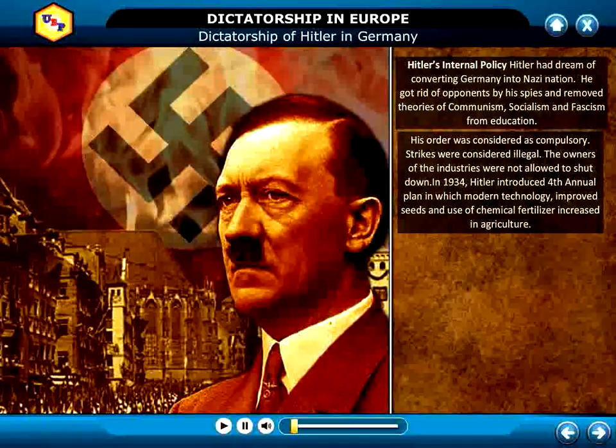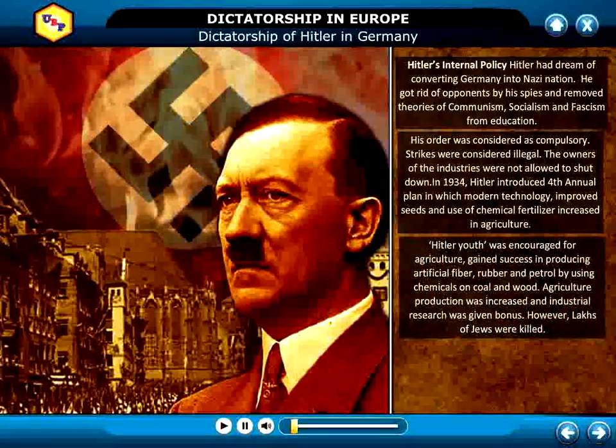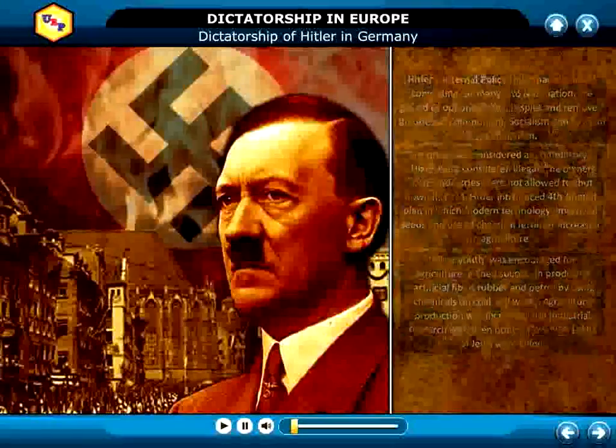In 1934, Hitler introduced the Fourth Annual Plan, in which modern technology, improved seeds and the use of chemical fertilizer increased in agriculture. Hitler Youth was encouraged for agriculture. Germany gained success in producing artificial fiber, rubber and petrol by using chemicals on coal and wood. Agriculture production was increased and industrial research was given a bonus. However, lakhs of Jews were killed.